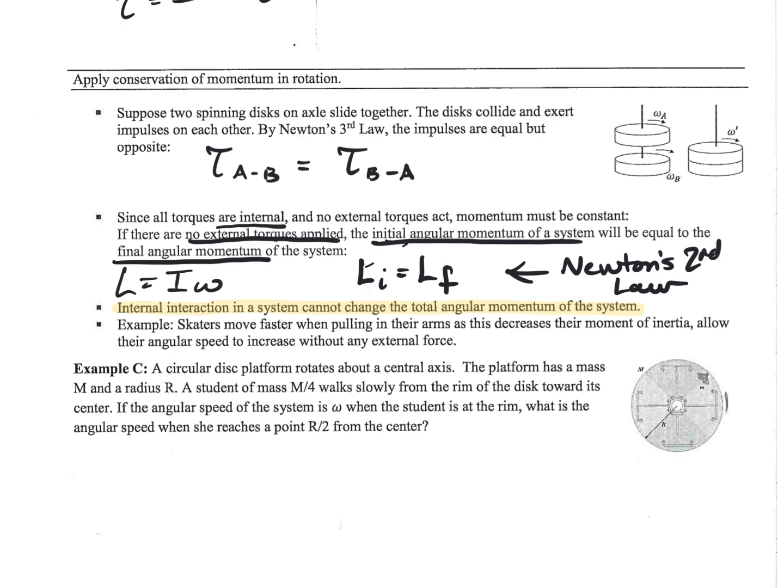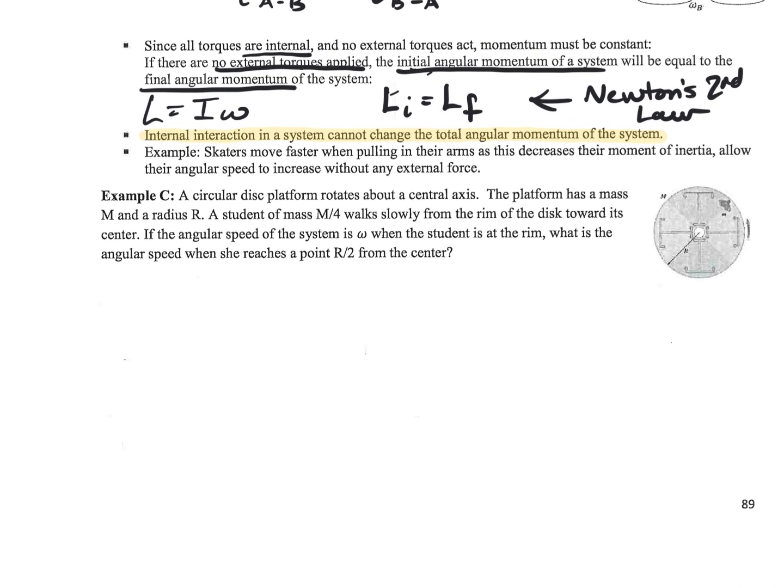All right, so let's look at this. We pull our arms in to spin faster, and push them back out to spin slower. A circular disc platform rotates about a central axis. The platform has a mass m, radius r. In other words, a merry-go-round. A student of mass m/4, a quarter of the mass of the merry-go-round, walks slowly from the rim towards the center.